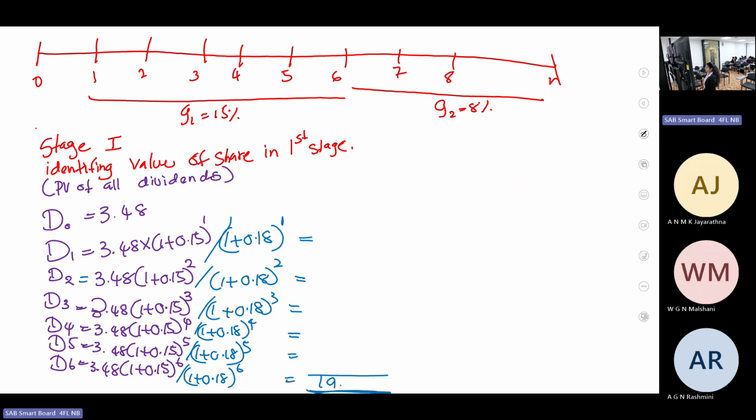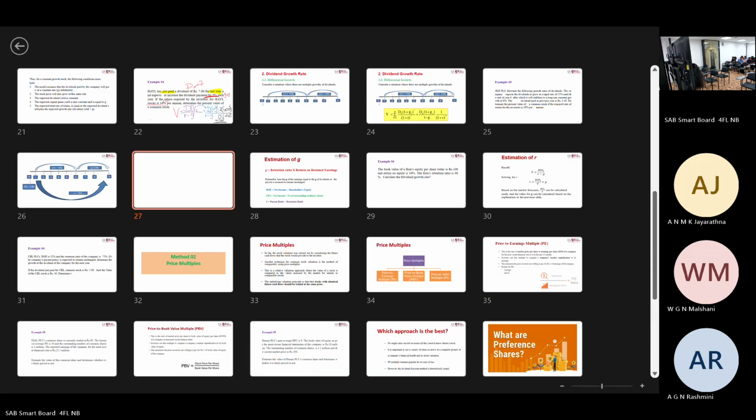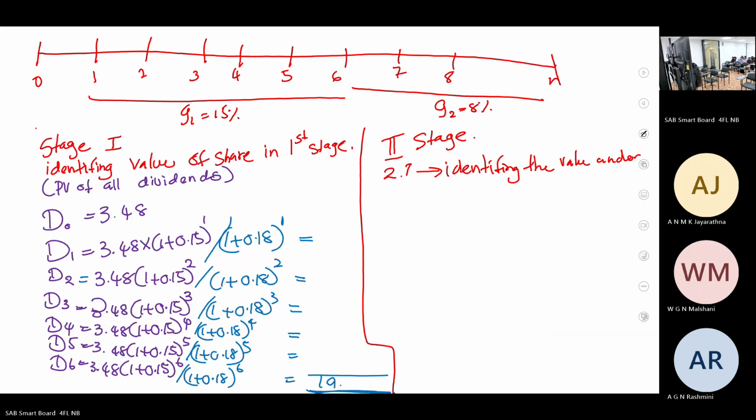Then stage number 2. I will just show you the flow. In the second stage, we have 2 steps. Step 2.1: identifying the value under the constant model.